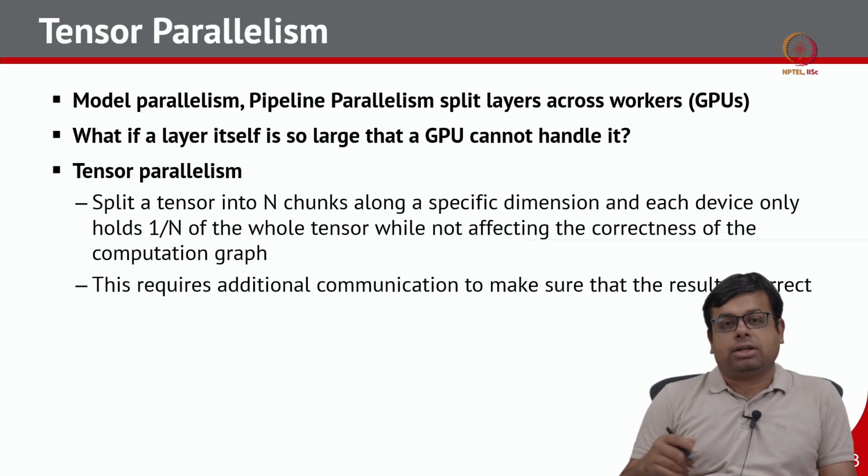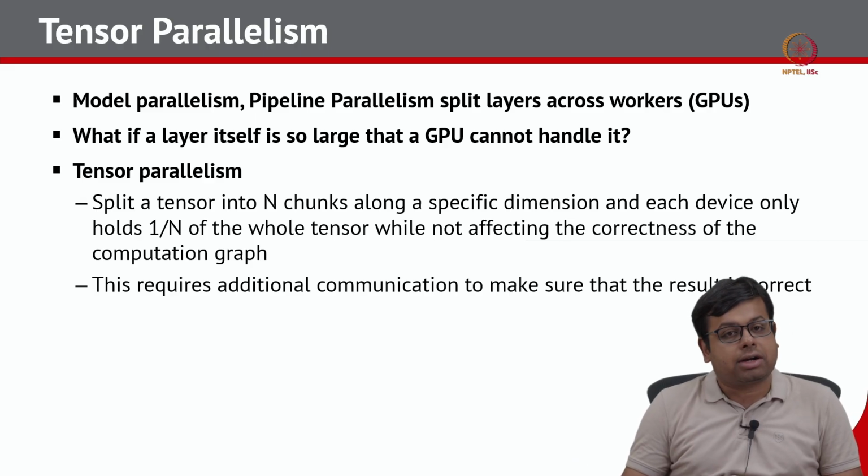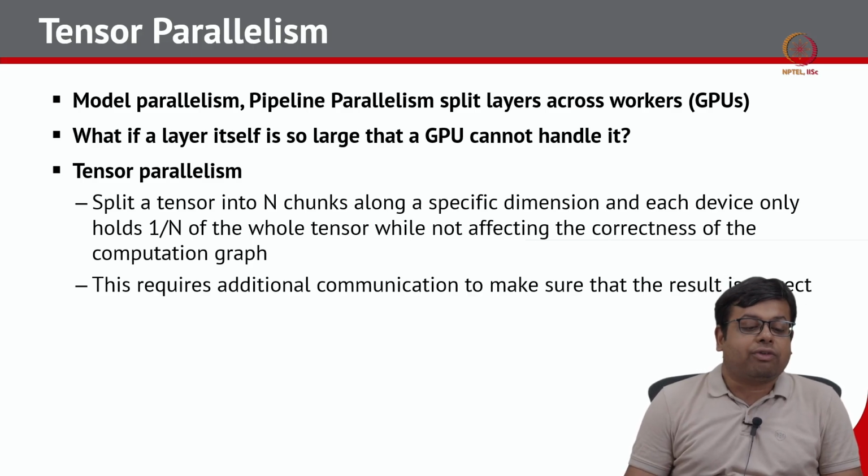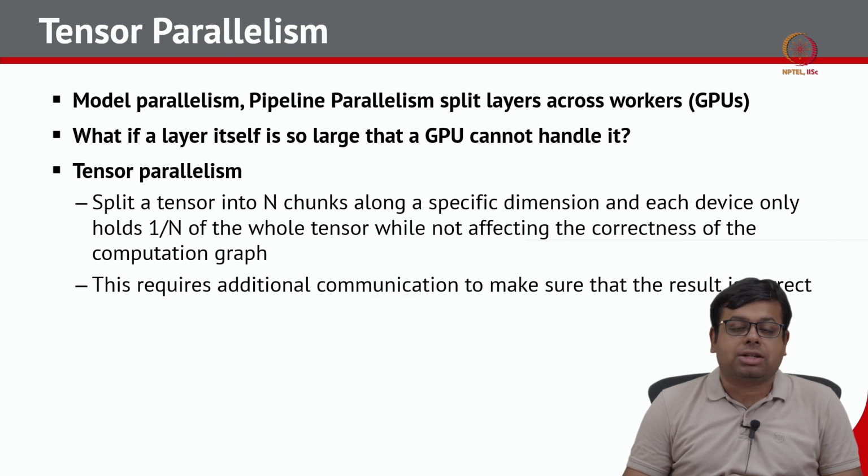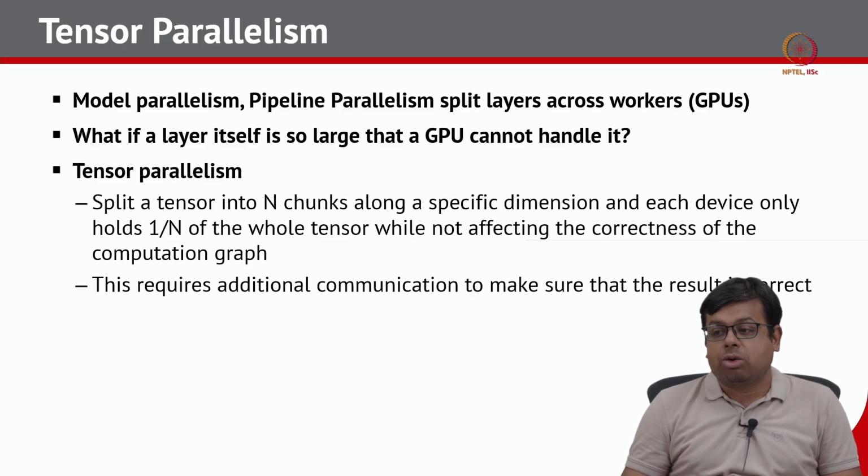In the last lecture we first discussed data parallelism, then model parallelism, and then pipeline parallelism. We discussed that in model parallelism and pipeline parallelism we split layers across different workers. Here workers are nothing but GPUs. But what if a layer itself is so large that a GPU cannot handle it? That is why we discussed tensor parallelism. In tensor parallelism we split a tensor into n chunks along a specific dimension, and each device only holds 1/n of the whole tensor while not affecting the correctness of the computation graph. Again, when we say device we mean the GPUs.